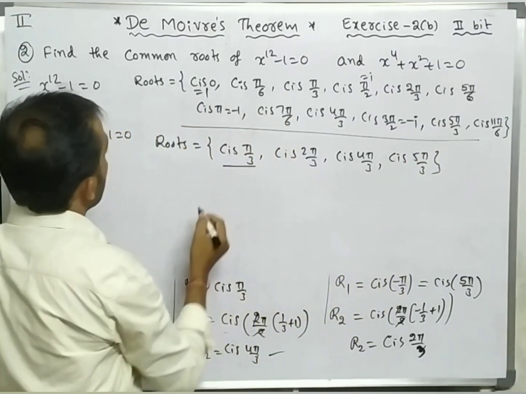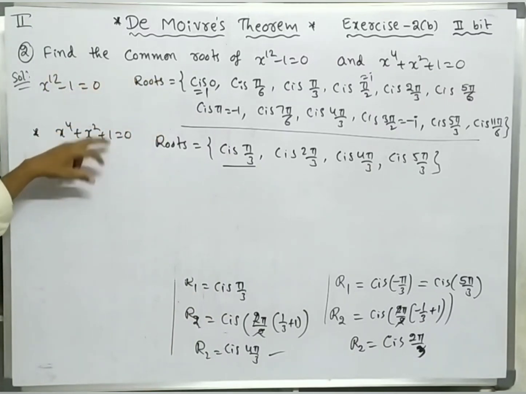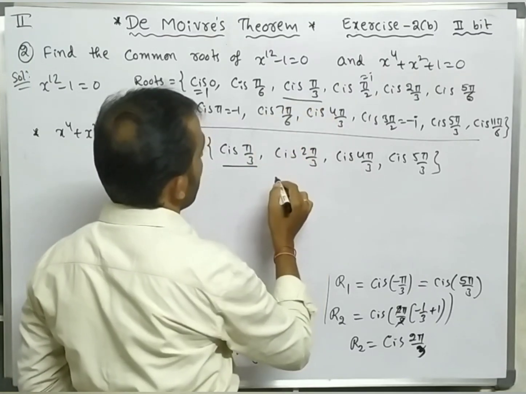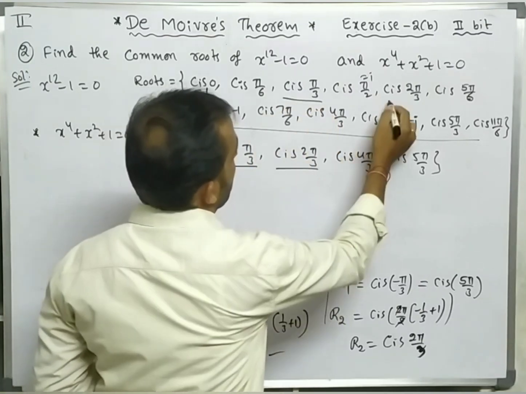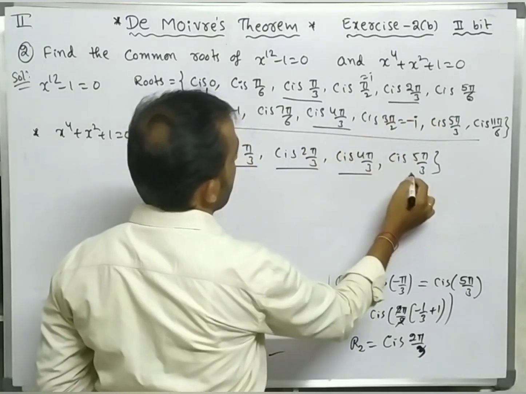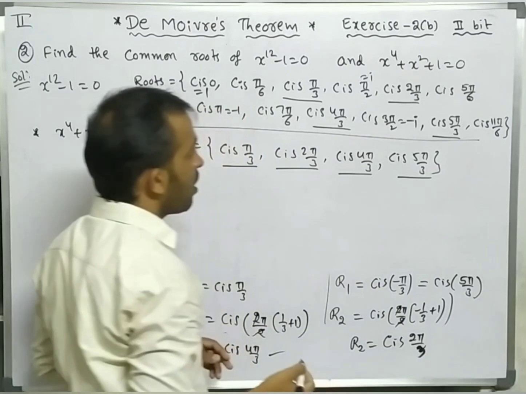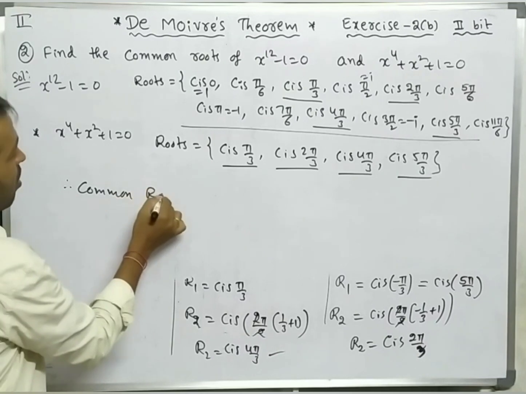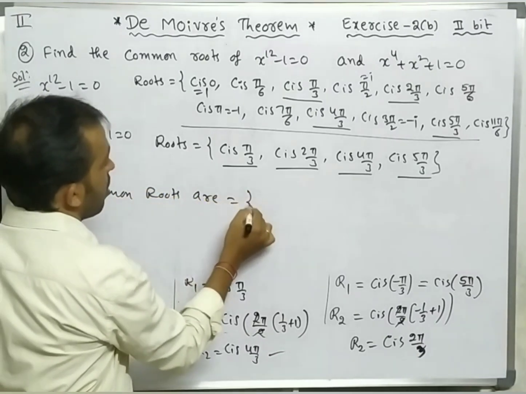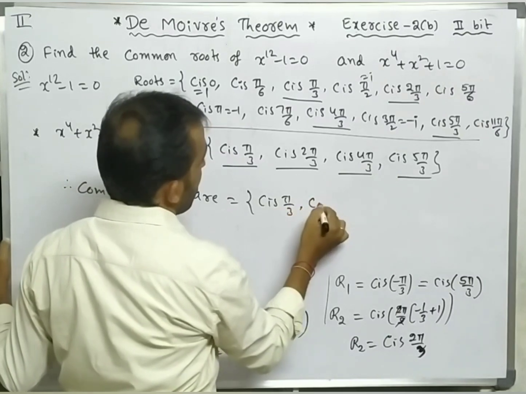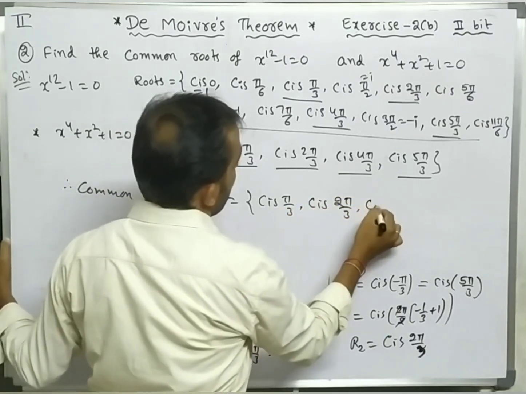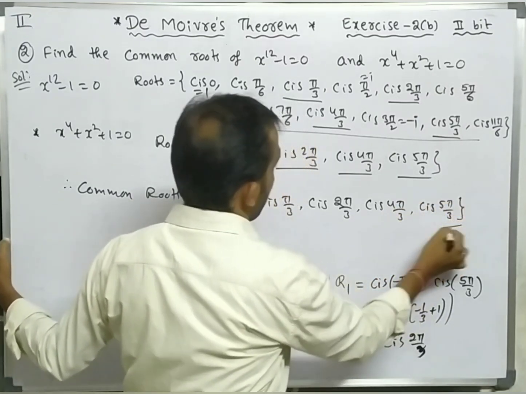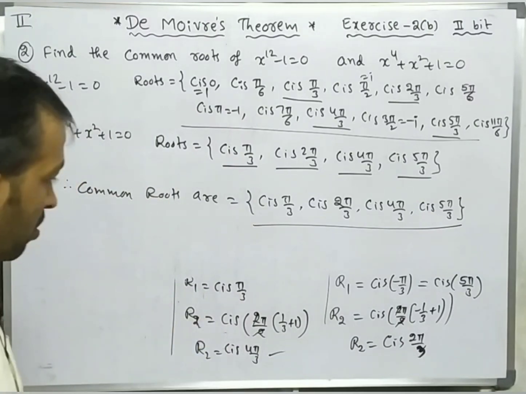Now the question is to find the common roots of these two equations. So cis pi by 3 is present in those 12 solutions also, as are cis 2 pi by 3, cis 4 pi by 3, and cis 5 pi by 3. Therefore the common roots are cis pi by 3, cis 2 pi by 3, cis 4 pi by 3, cis 5 pi by 3. Okay, so these four are the common roots, right?